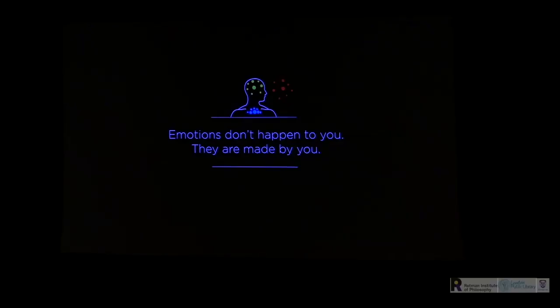The idea here that I'm suggesting is that contrary to our own experience of things, the phenomenology of what it feels like to have an emotion, emotions actually don't happen to you. They're actually made by you. They're actually made by your brain in concert with information from the world and from your body.